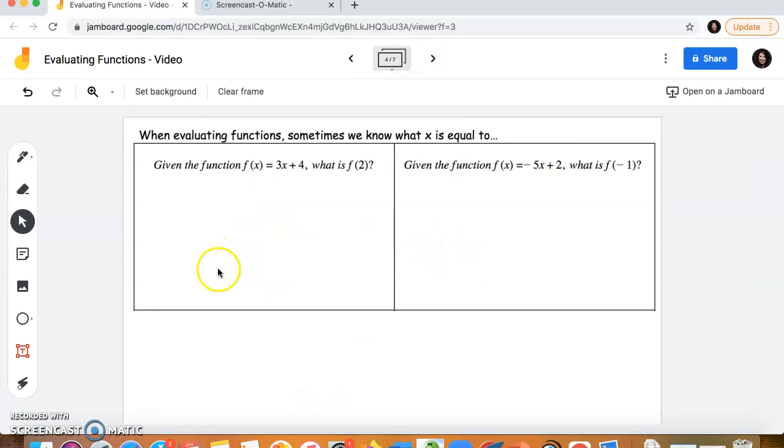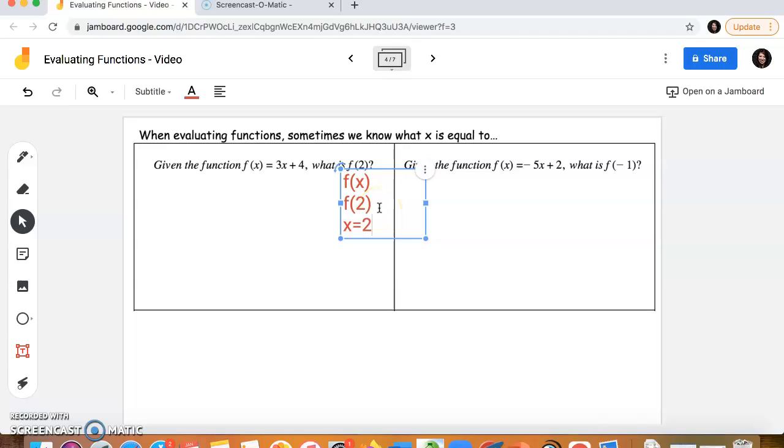So here we're going to learn how to evaluate functions. When we're evaluating functions, sometimes we know what x is equal to. So here it says, given the function f of x equals 3x plus 4, what is f of 2? So normally we would write it as f of x like that. But as you can see above, we've written it like f of 2. Basically what we've done is we've inputted a 2 into our function. Okay, and we replaced the x with a 2. We had an x there, but now we have a 2.